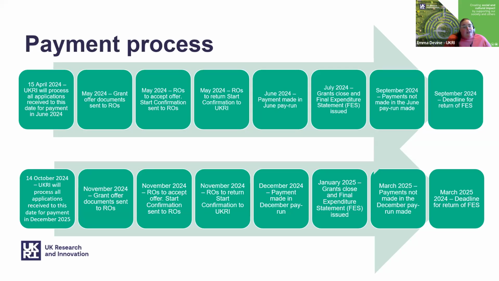If for whatever reason the grant doesn't become active in time to be picked up for the June pay run, then that payment will be made in the next available pay run, which is September. And what we've done on the second row here is just spelt out the process for the notional closing date in October for the payment in December.